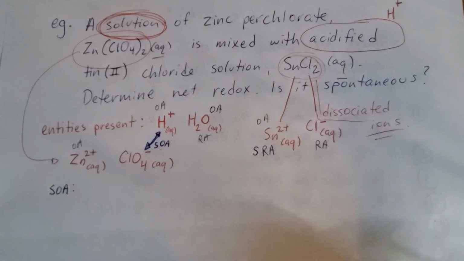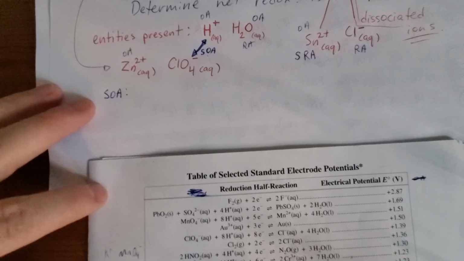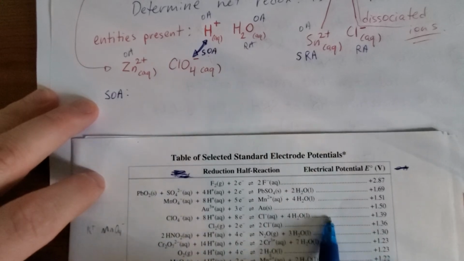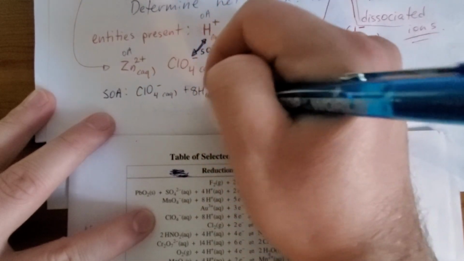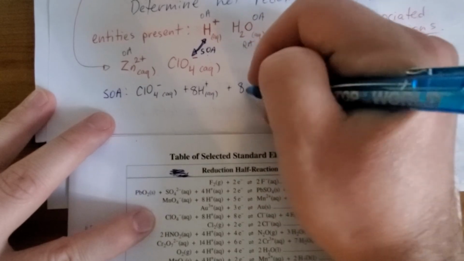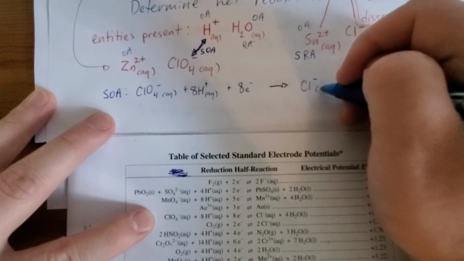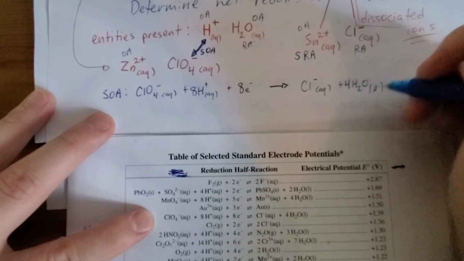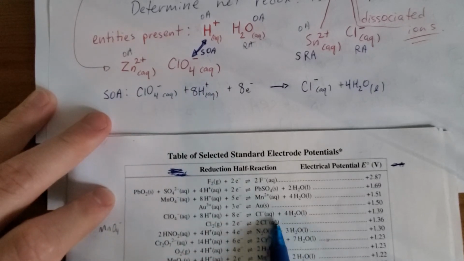All right, so now I've got to write out some half reactions. This is how I do it. I label my SOA. This is going to be a reduction half reaction. Again, just write out exactly what's in your data booklet. So spend a minute doing that. Cool. Looks great.